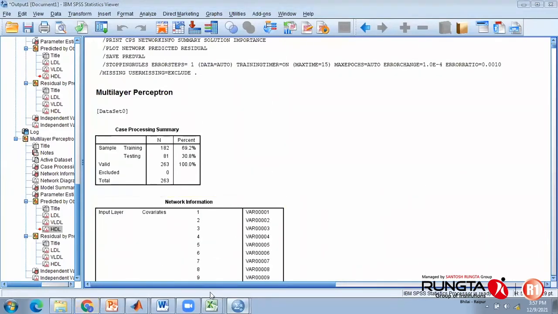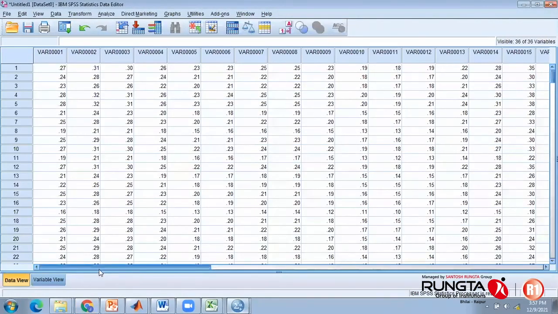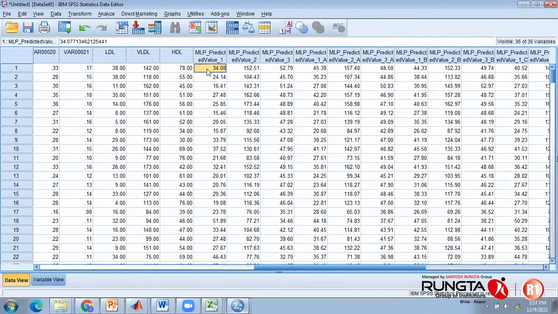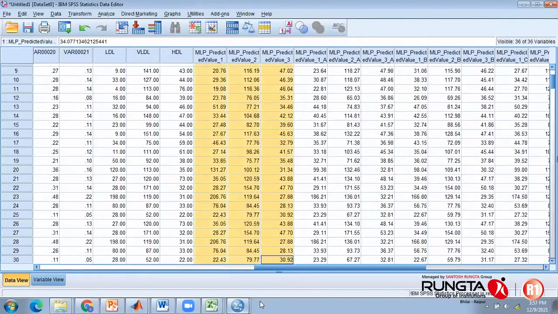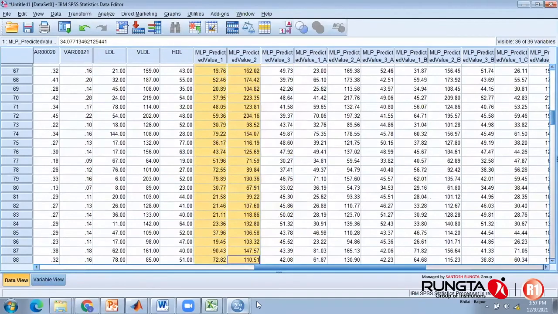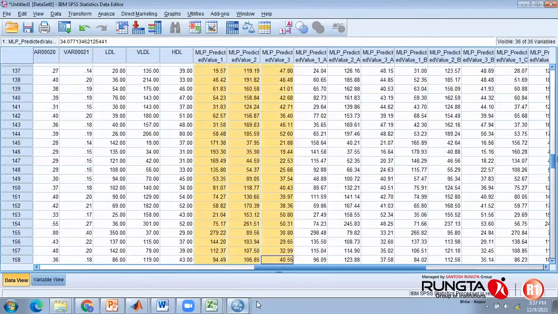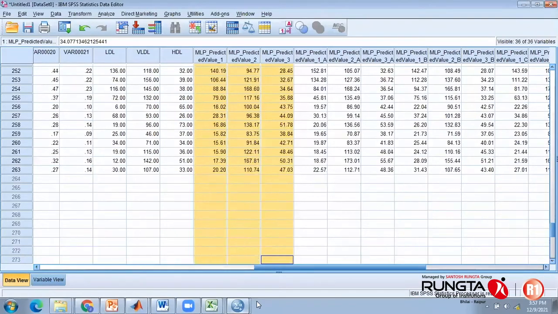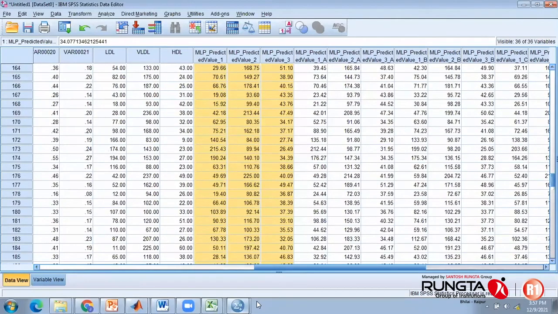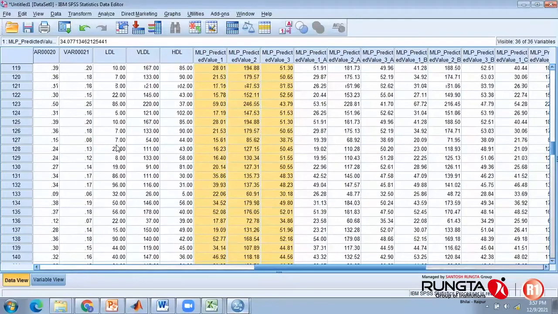Fortunately, in SPSS, in the main window, the prediction is already done. Every time you train it, you will have a predicted value. All three predicted values you can use for a research paper or for plotting the graph. So this is how we can use the function approximation method by using SPSS, simultaneously considering 3 outputs.